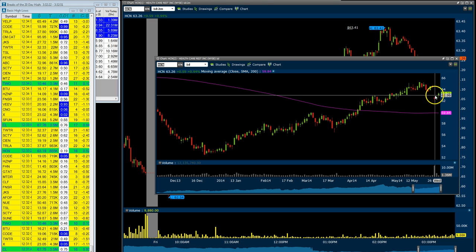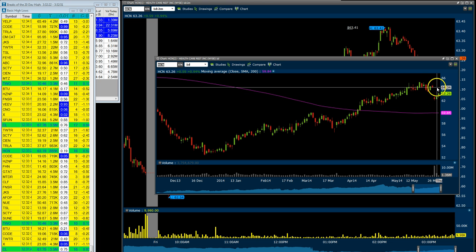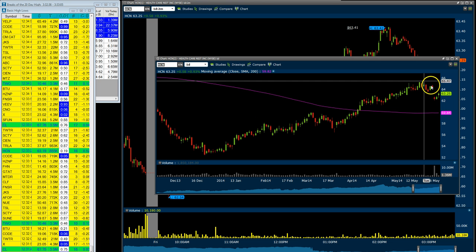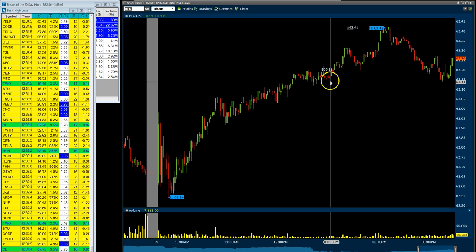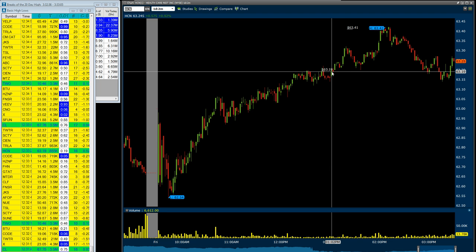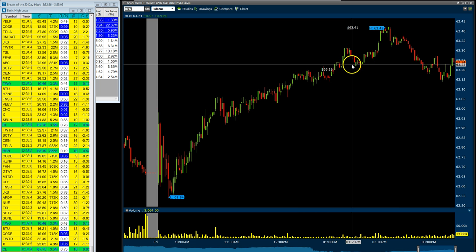What intrigued me is that when I looked at the daily, I saw that there was a little bit of room on this daily chart. And so I took the trade. You can see it's sort of a channel here, a constant up. So when it came back down here, I took the trade at 63.19, and I held it for quite a long time.